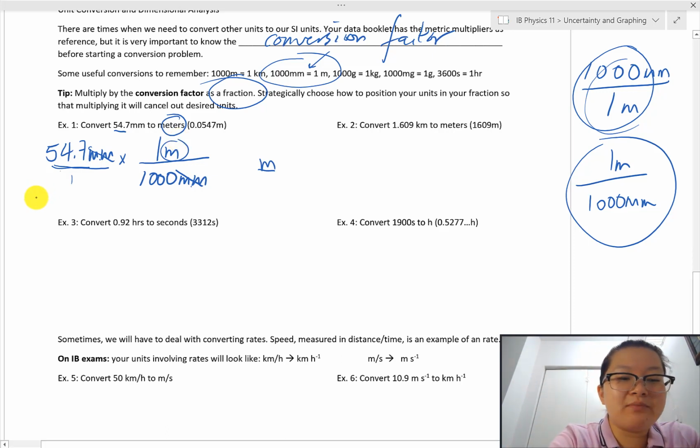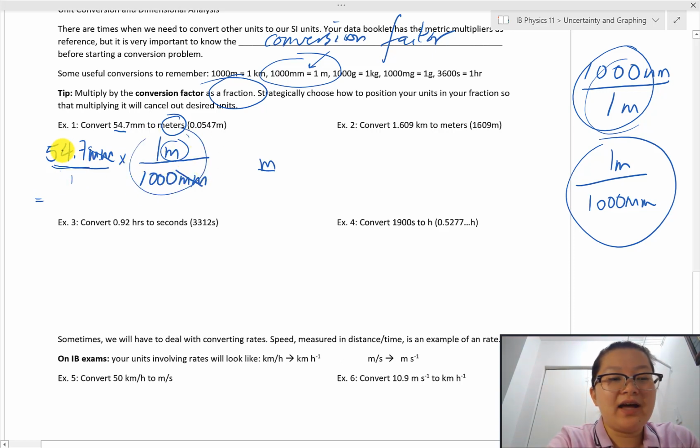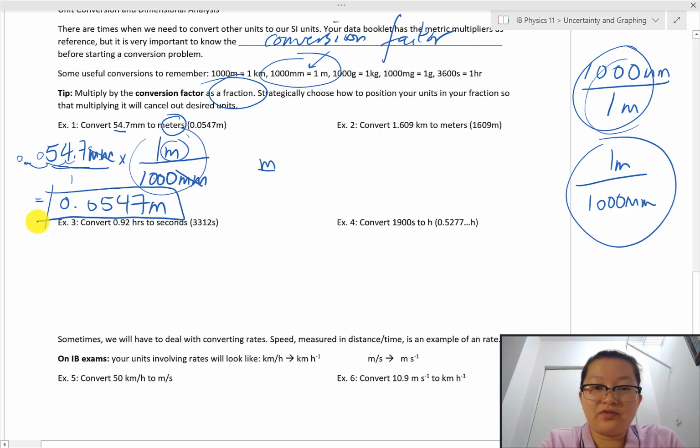And what does that mean? If I multiply by 1 over 1,000, which is essentially what this is, I divide 54.7 by 1,000. That's moving the decimal place to the left by 3, with the 3 zeros: 1, 2, 3. And I get a 0 there and a 0 there. So that gives me 0.0547 meters. That's how we do the conversion factors.